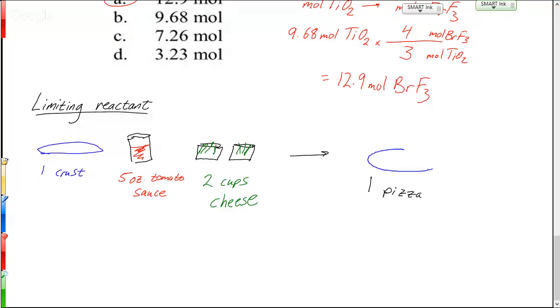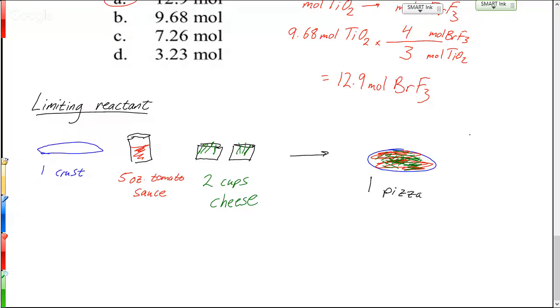I've got my crust, sauce, and cheese. All right. So that's our basic, you can see how that's kind of like a chemical reaction. You have to have so many of these, so many of these, so many of these. It has to react in that particular ratio.